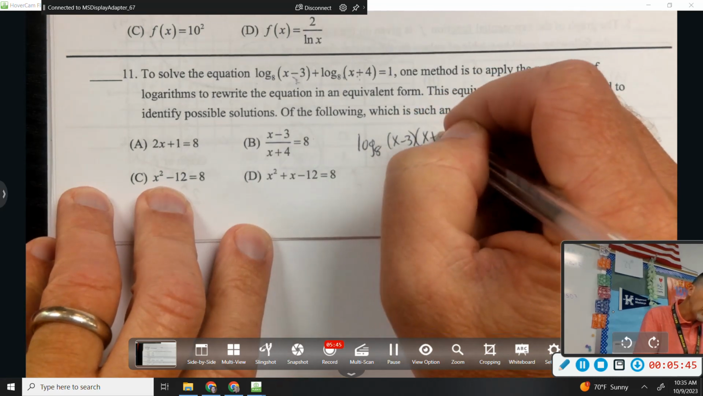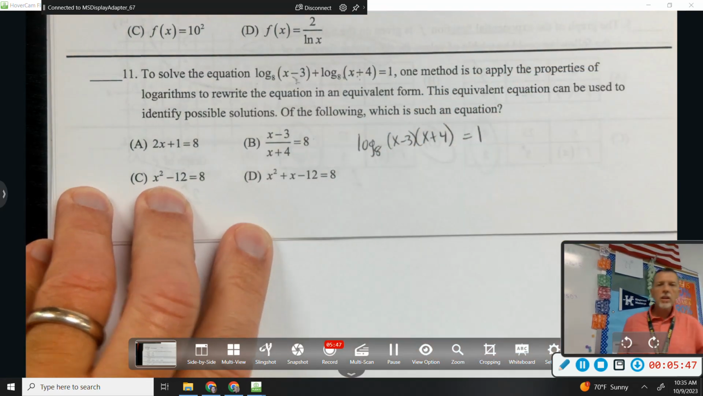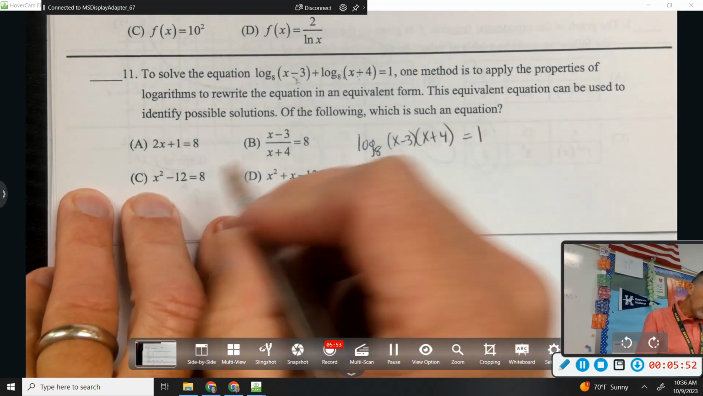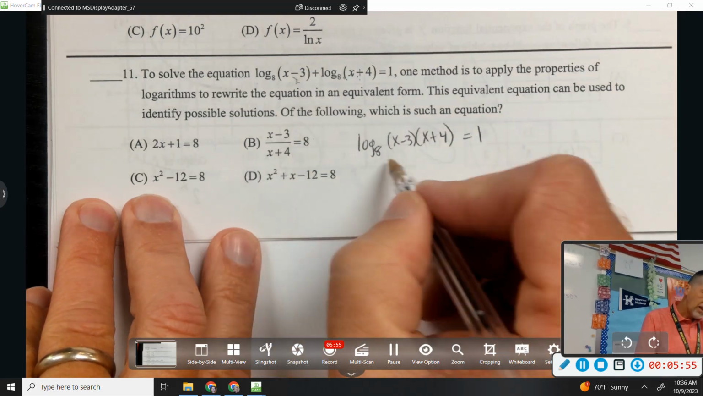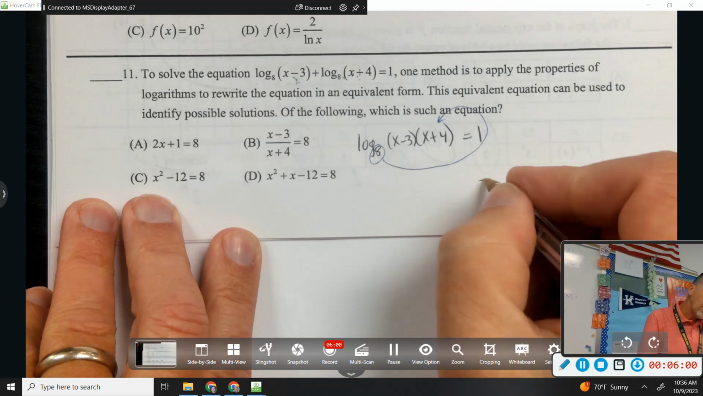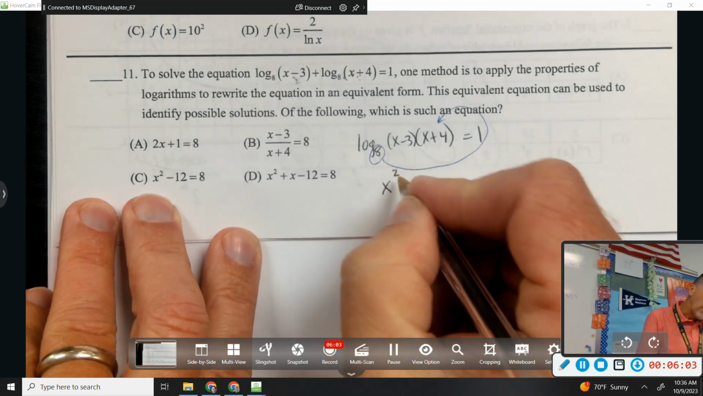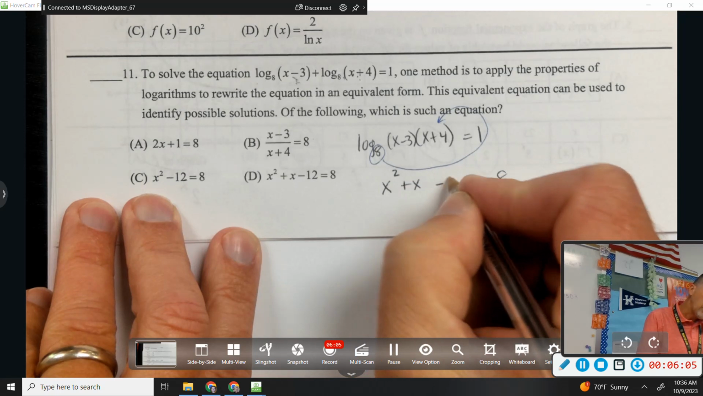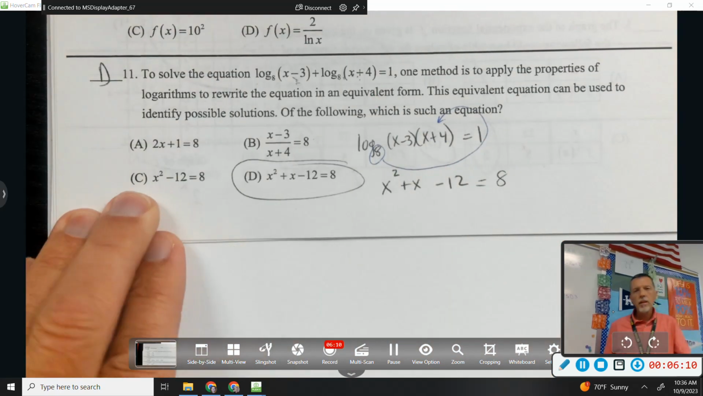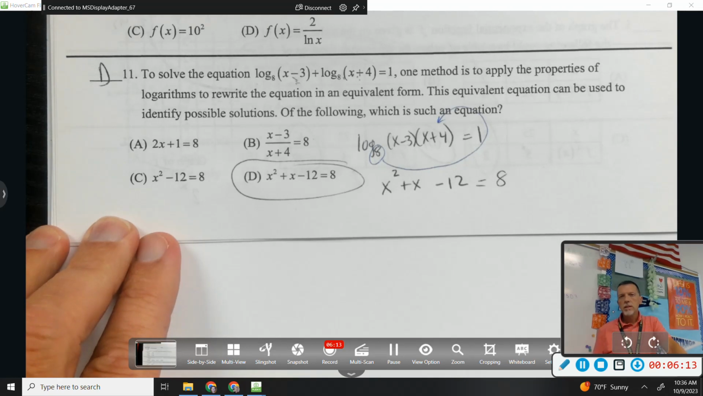x minus 3 times x plus 4 equals 1. And so I see 8 on the other side. I'm definitely thinking a fishhook has been done here. 8 to the first equals all of that. So if I FOIL it out, x squared plus x minus 12 equals 8. Kind of an interesting question. It's like ask the question so that your answer is halfway through actually working the problem.